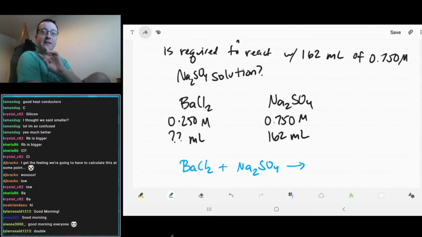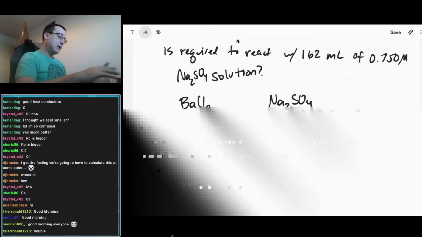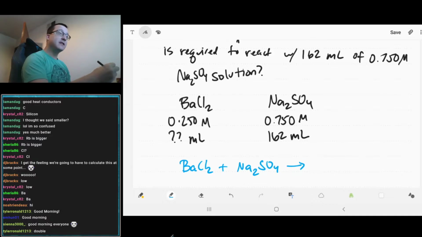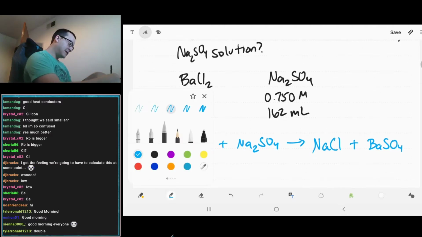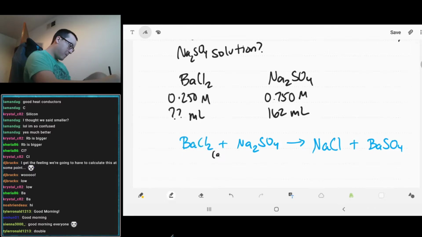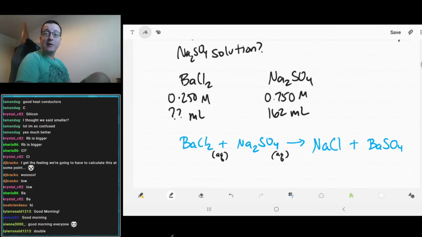And so that means things are going to swap partners. And so the products of this are going to be sodium chloride and barium sulfate. Note our states of matter. It's told in the problem to us that these are both solutions, so those would be aqueous. And we know that sodium chloride would be aqueous, but barium sulfate would be solid, right?